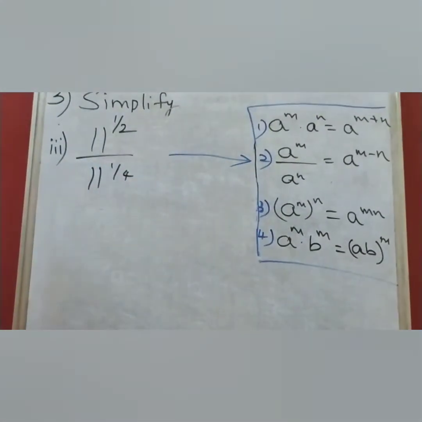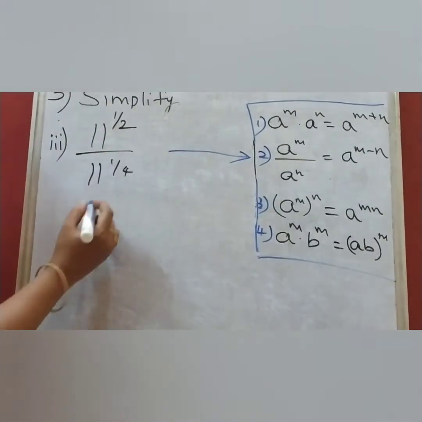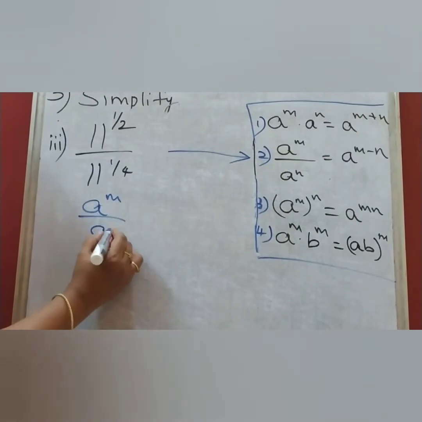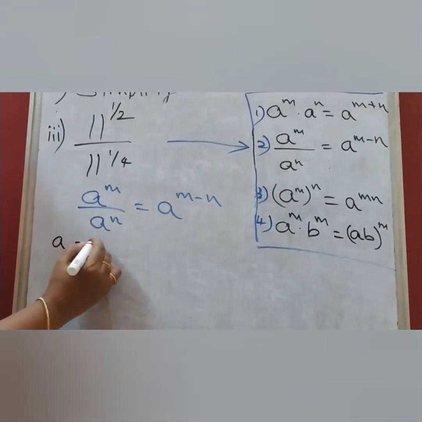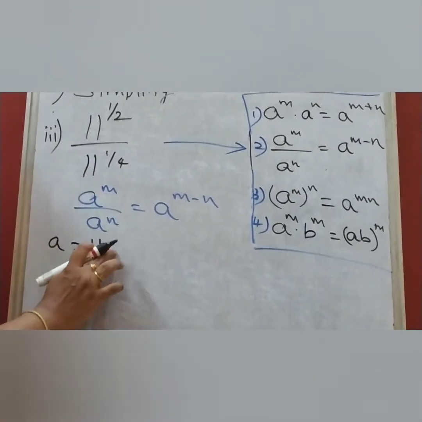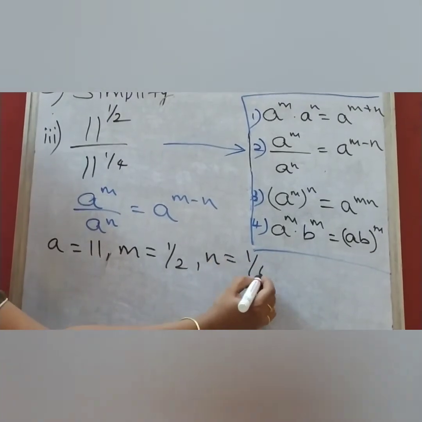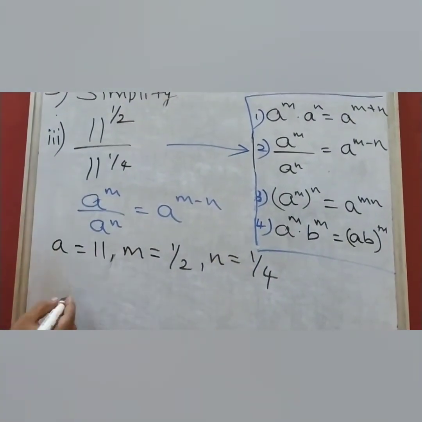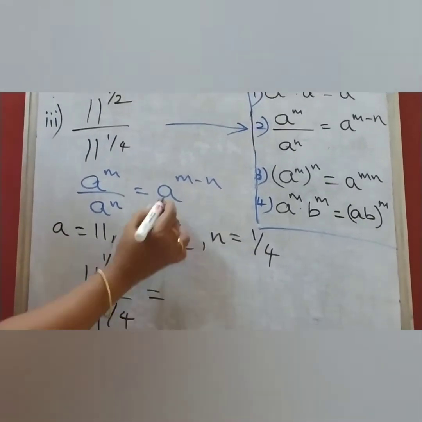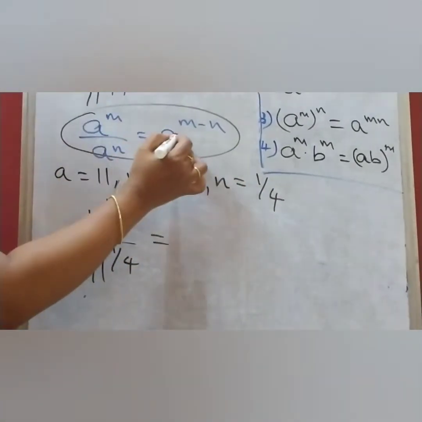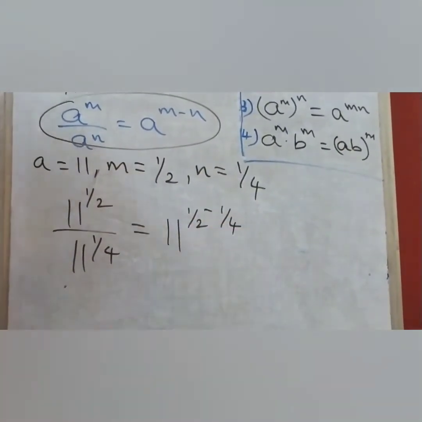So this is the law it is going to match, where the base is the same, 11. So a is 11. I am going to write the formula a power m by a power n is equal to a power m minus n. So what is a here? A is 11. What is m? M is half. N is 1 by 4. Now I am going to use the formula: 11 power half by 11 power 1 by 4 will be equal to 11 power half minus 1 by 4.